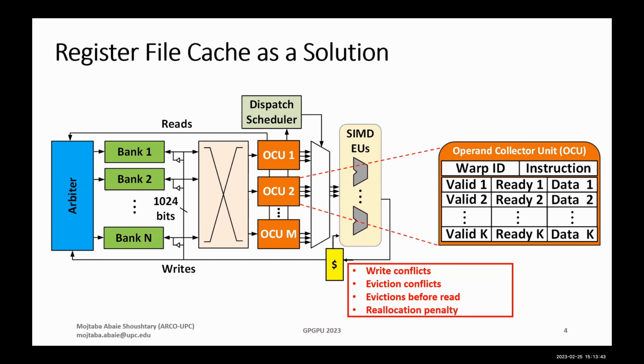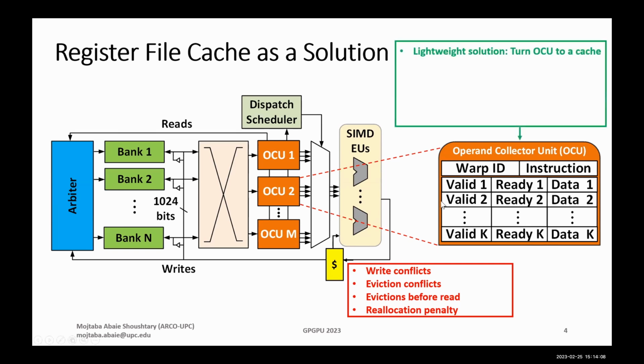We also have some reallocation penalty if we decide to share this cache between warps. So if a warp replaces another and claims the cache, we have to flush all the values back to the main register file, and it may create some performance penalty.